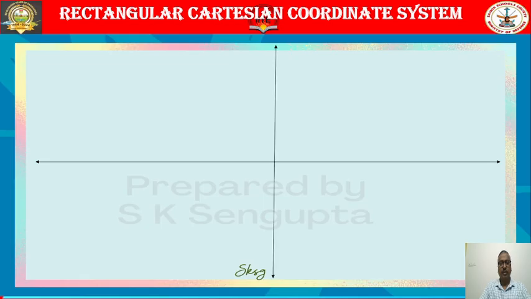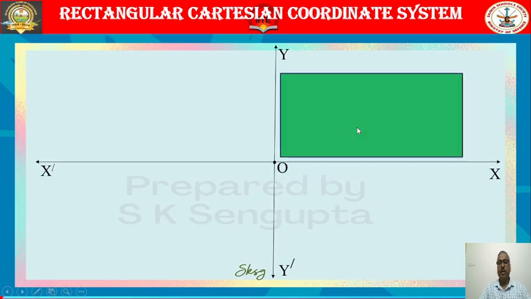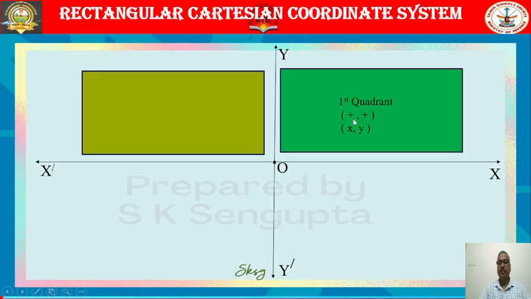This is our rectangular Cartesian coordinate system. This is the x-axis, also known as the horizontal axis, and this is the y-axis, also known as the vertical axis. When these two lines intersect, there are four parts. Each part is known as a quadrant. In the first quadrant both the x coordinate and the y coordinate are positive. The x coordinate is known as abscissa and the y coordinate is known as ordinate.